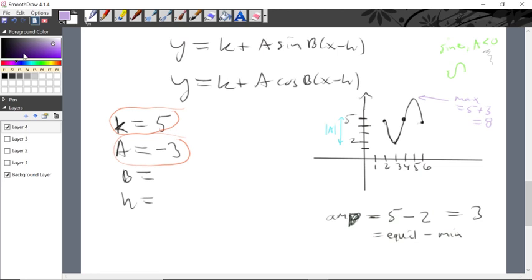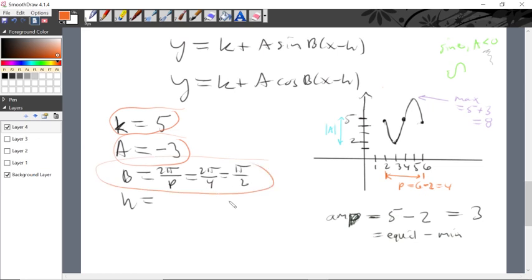How do you find B? Well, B is found, the frequency, by taking 2 pi and dividing by P, where P is the period. Can we find the period by looking at the graph? Well, that would be the length from the beginning of the cycle to the end of the cycle, from the beginning to the end of one complete cycle. And it looks like in this case the period is 6 minus 2, which is equal to 4. So if the period is equal to 4, then the value of B would be 2 pi over 4. Well, that is equal to pi over 2.